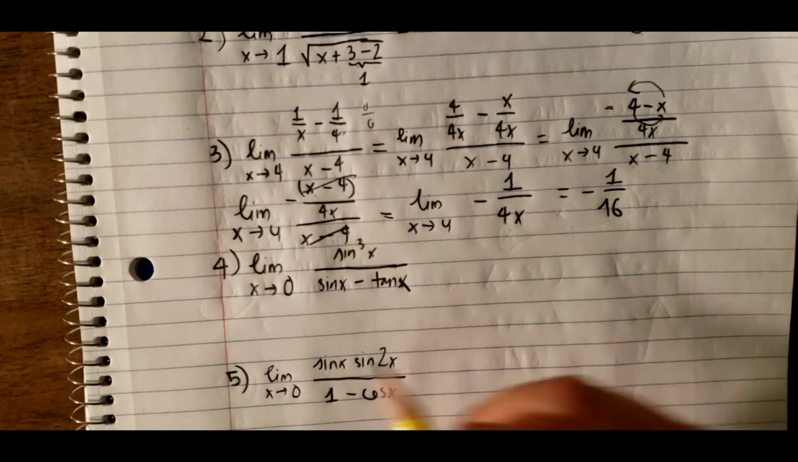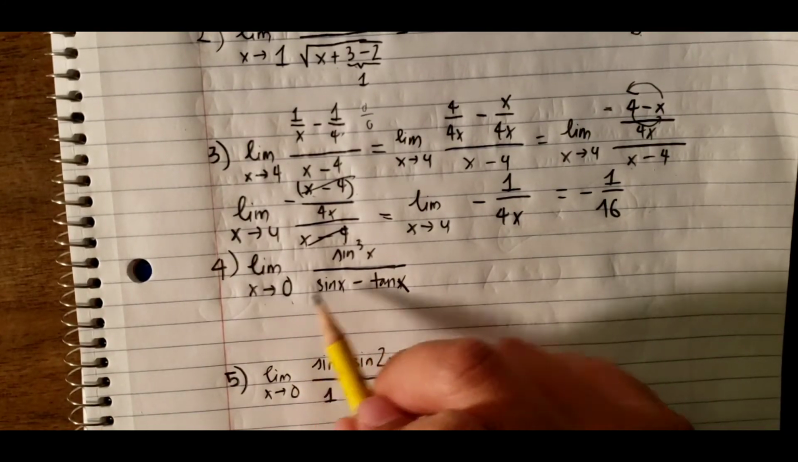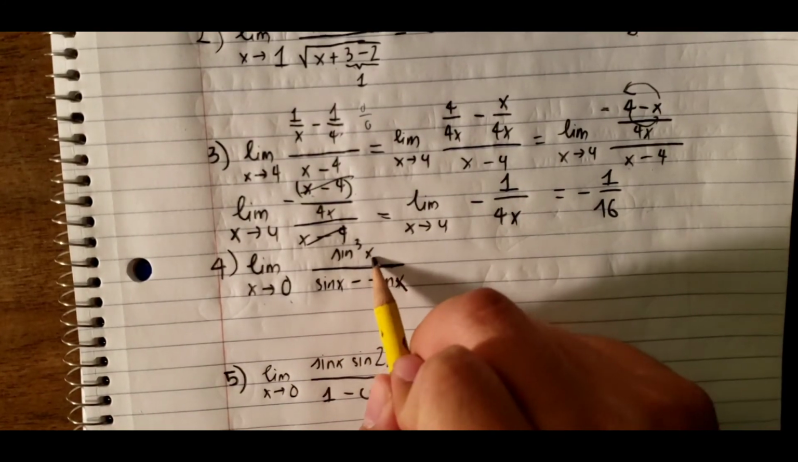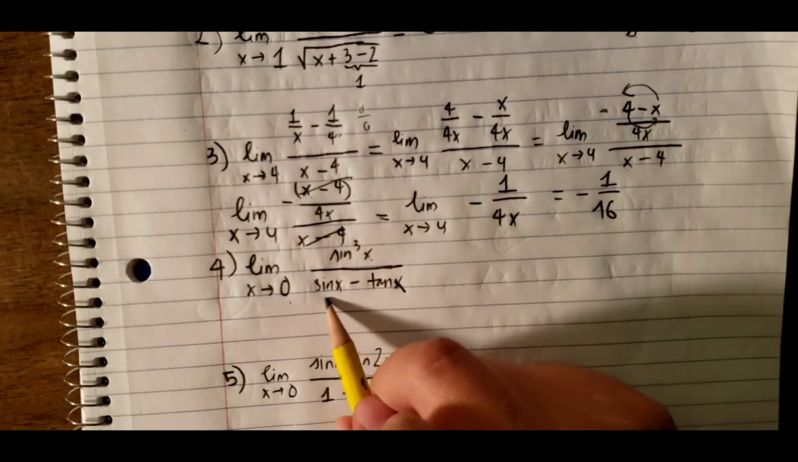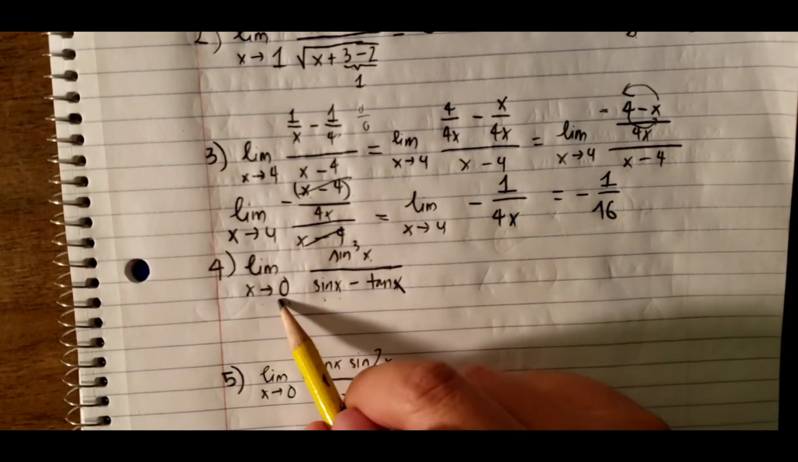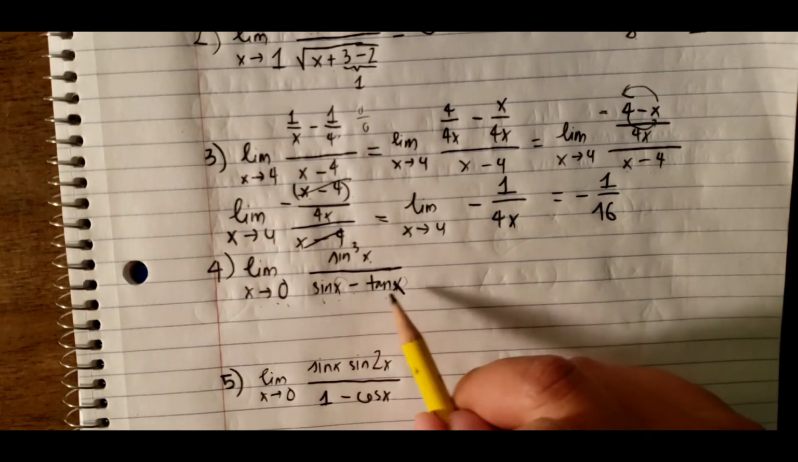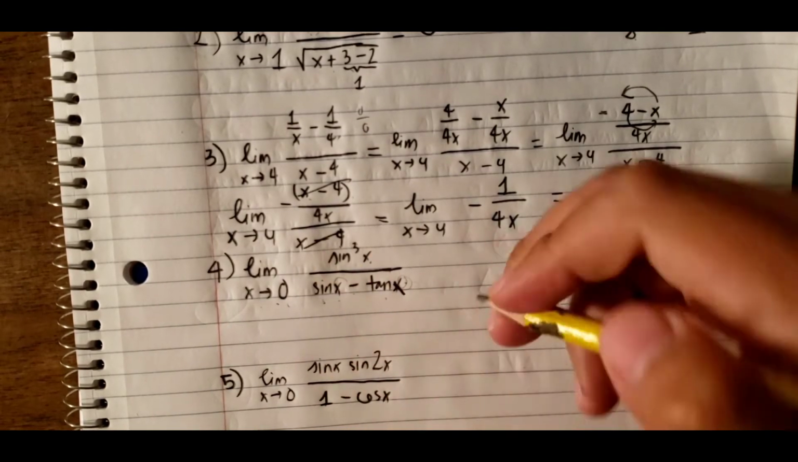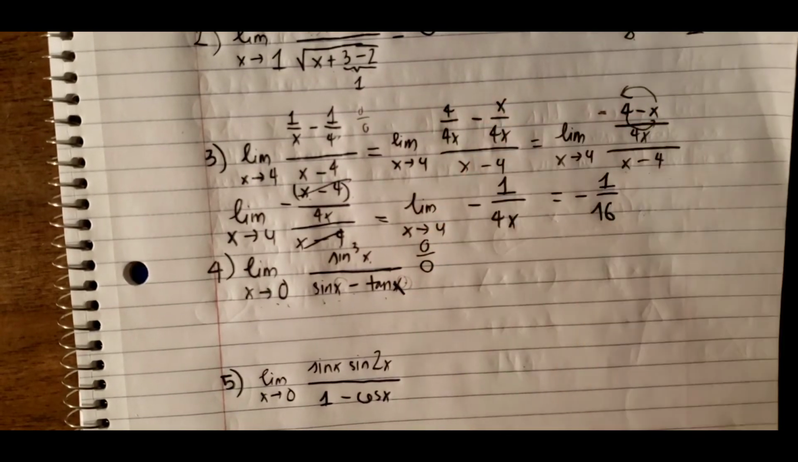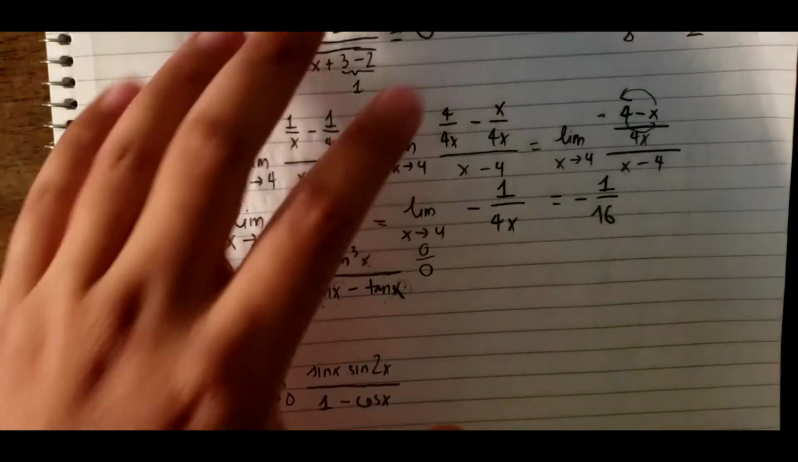Question number 4: if we let s go to 0, this becomes 0 and this becomes 0 too, because sine 0 is 0 and tan 0 is 0, so it means 0 divided by 0. So we need to simplify this one.